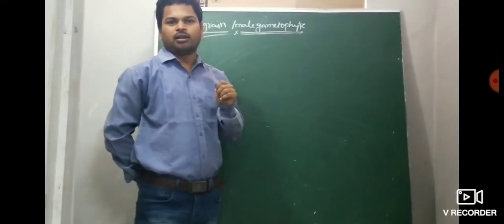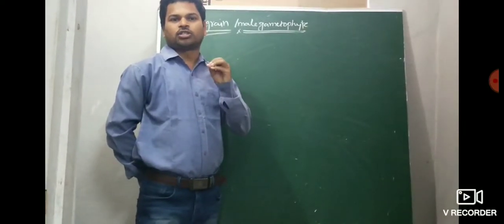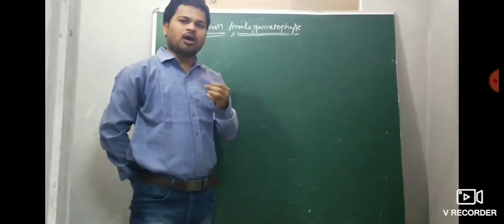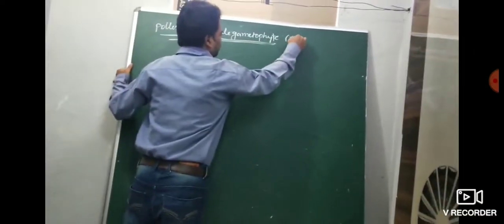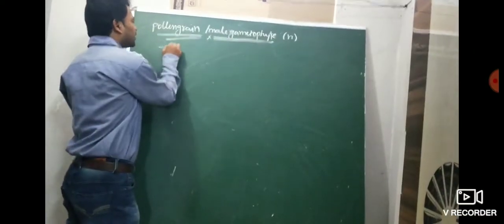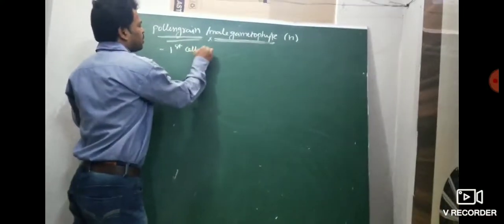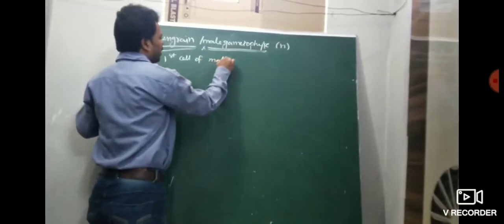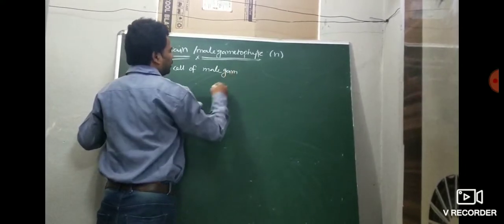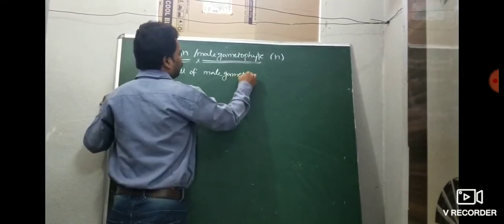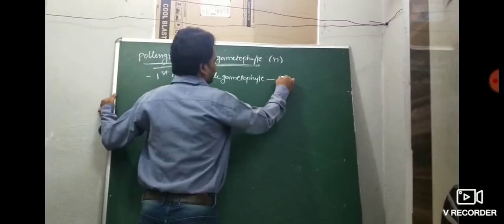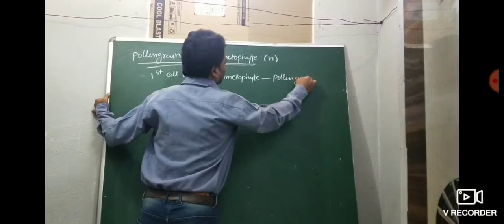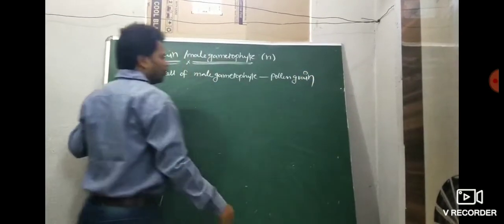Now come to the pollen grain, the structure of the pollen grain. The pollen grain is also called the male gametophyte, and it is haploid in condition. The first cell of the male gametophyte is the pollen grain.